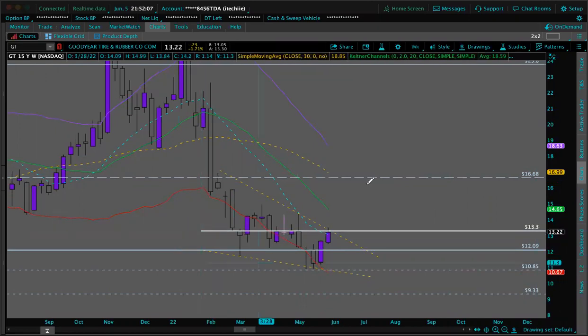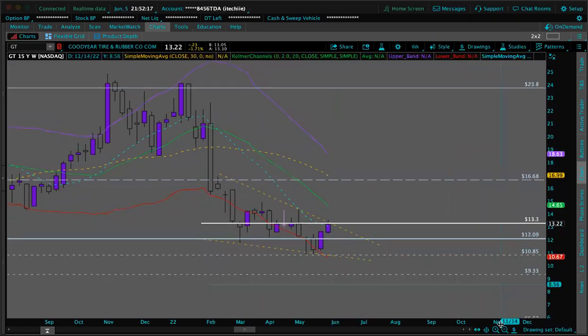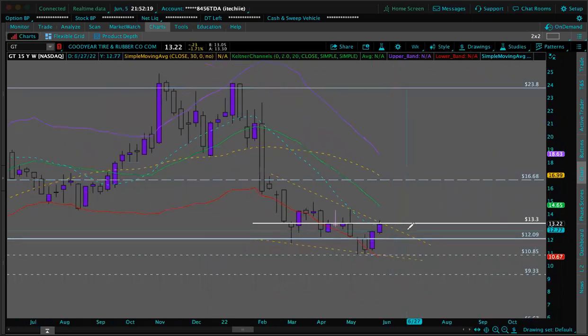1330 right there. That is the price to be above this week. I would like to see us test 1465. Not this week, definitely next week. But I would like us to go in the money for 14s this week.